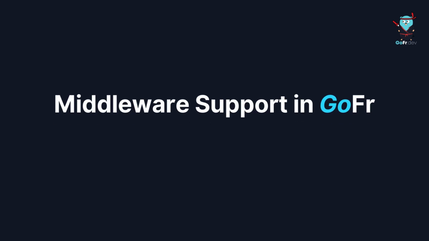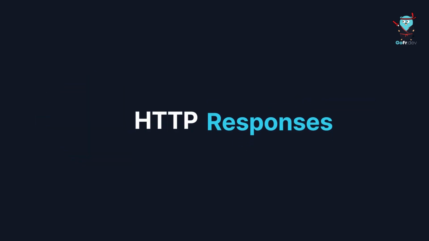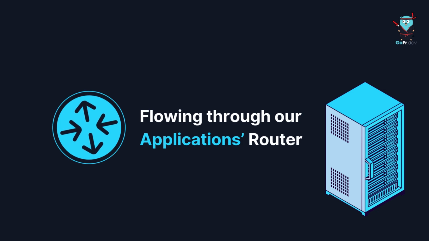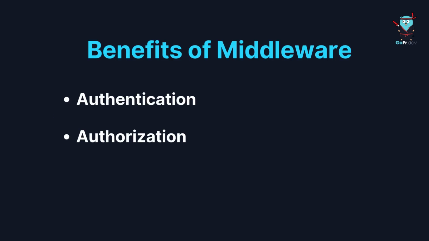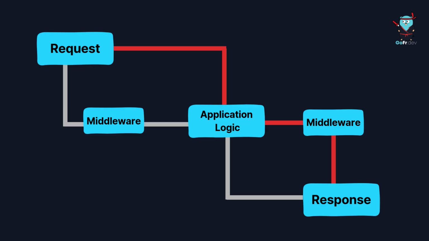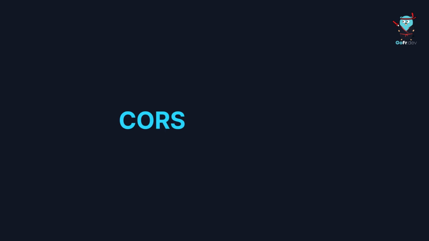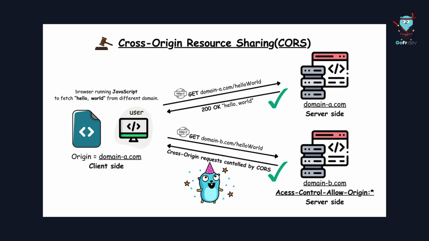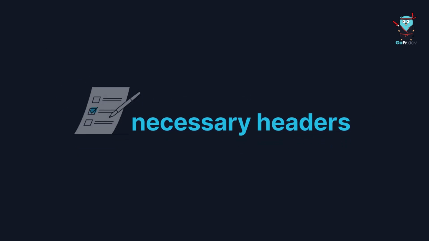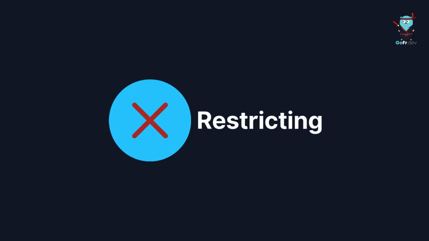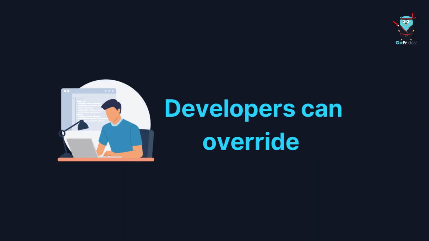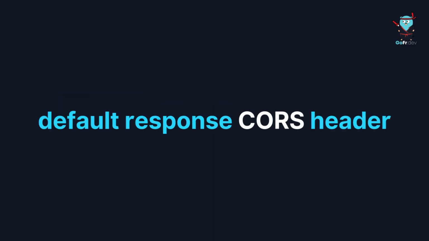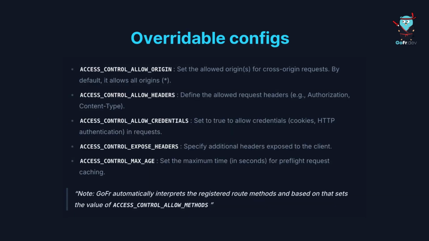Middlewares allow us to intercept and manipulate HTTP requests and responses flowing through our application's router. They can perform tasks such as authentication, authorization, caching, etc. before or after the request reaches our application's handler. GoFr provides inbuilt CORS middleware to handle CORS-related headers. This middleware allows us to control access to our API from different origins. It automatically adds the necessary headers to the response, allowing or restricting cross-origin requests. Users can also override the default response headers sent by GoFr by providing the suitable CORS config.